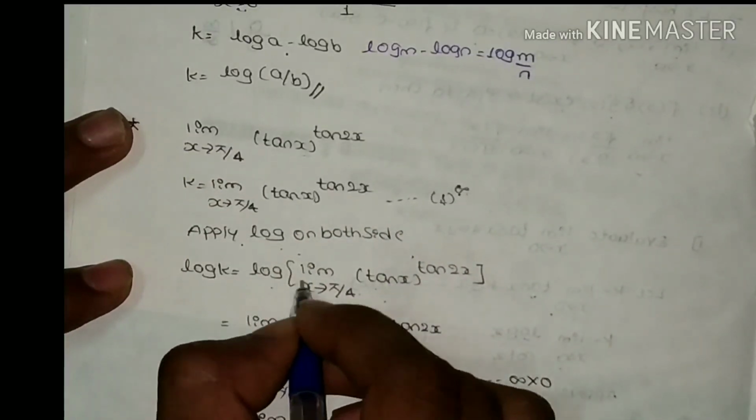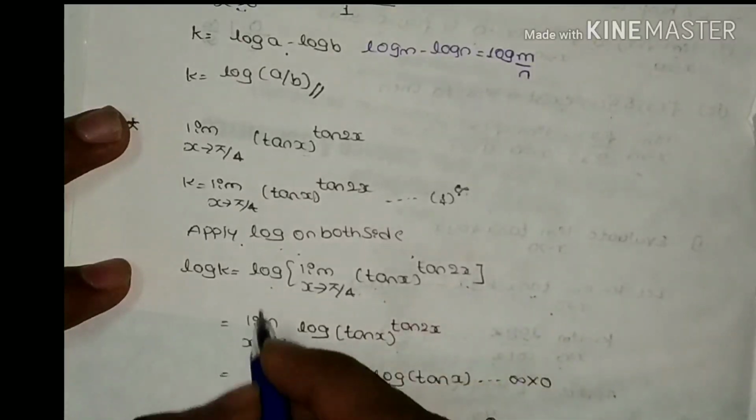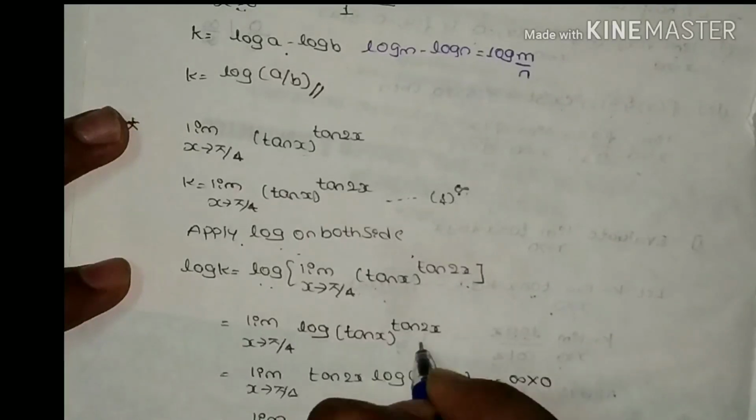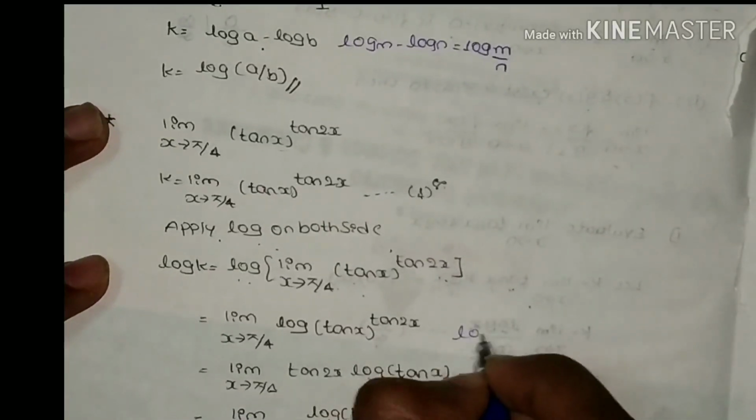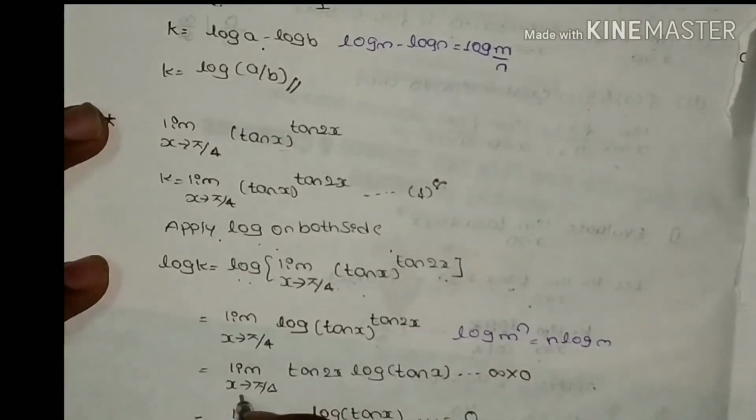So log k is equal to log of limit x tends to pi by 4 of tan x raised to tan 2x. Take the log inside: limit x tends to pi by 4 of log of tan x raised to tan 2x. It is in the form of log m raised to n, which can be written as n log m. So limit x tends to pi by 4 of tan 2x log tan x.